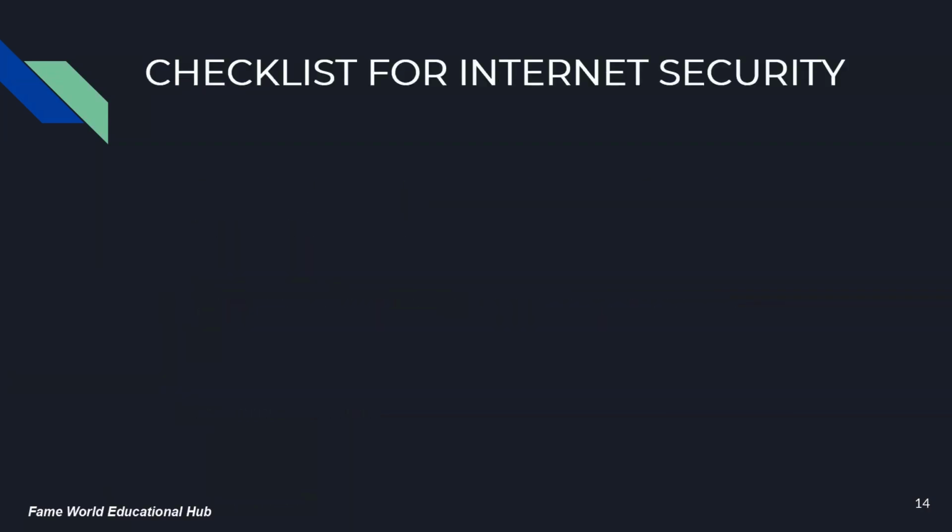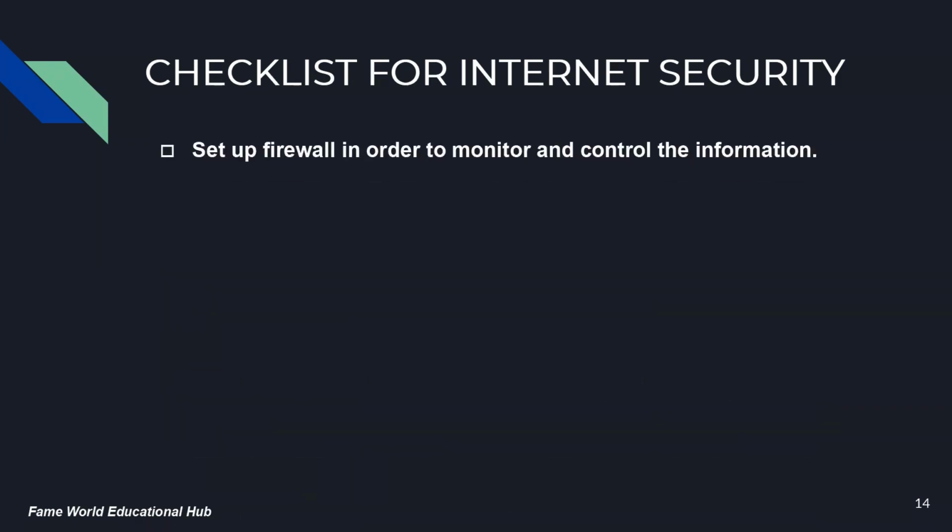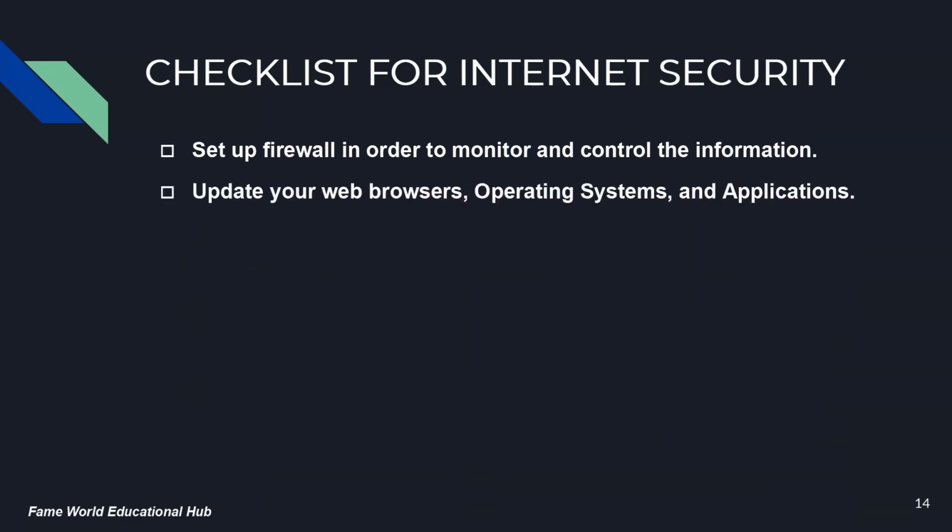Now let's talk about the checklist for internet security. What you have to take care of when you are talking about internet security: set a firewall in order to monitor and control the information. We all have a firewall in our Windows, so we have to take care that our firewall is on every time, and not download unknown resources, links, websites or images which ask you to close the firewall. No, that is not safe for the computer system and our data.